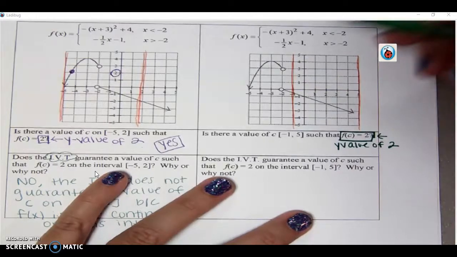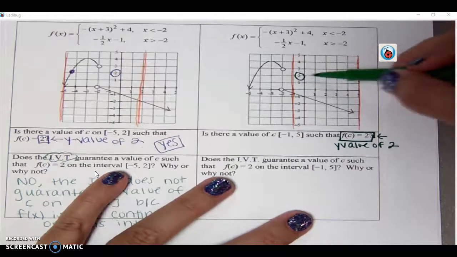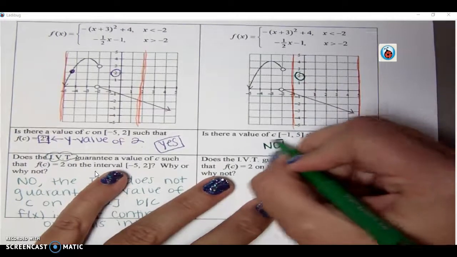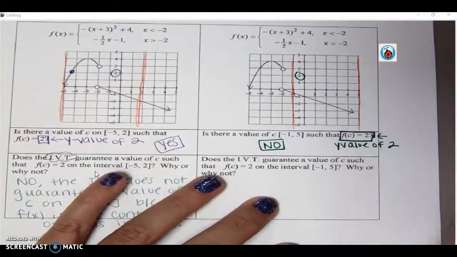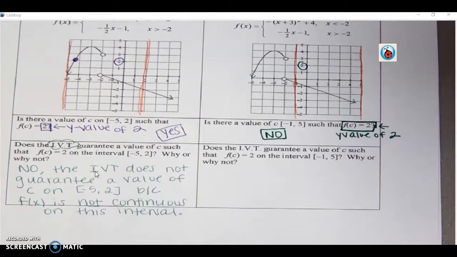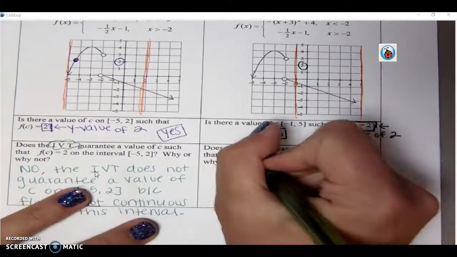Okay, so from here to here, here's the y value of 2. There's nowhere over here where there is a y value of 2. So this is no. We don't have anywhere on the graph from here to here where it is a y value of 2. Okay, but then it says, does the IVT guarantee that there would be a value of 2?